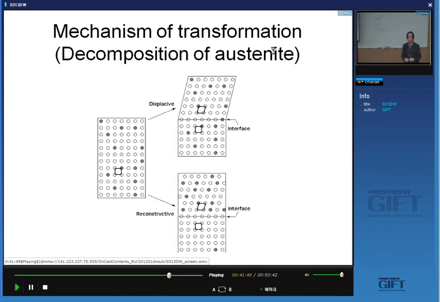But in the case of displacive transformation, the transformed phase is formed by some kind of deformation of the mother phase. So the position of each lattice atom in the parent and transformed phase is always predictable by some crystallographic theory. So in the case of displacive transformation, when this interface is moved, we already know where each atom is located inside the new phase. It is already determined.